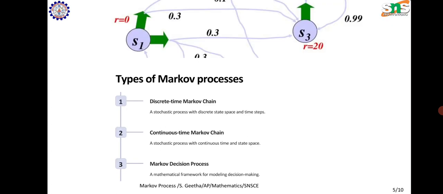Types of Markov process. Discrete time Markov chain: a stochastic process with discrete state space and time steps. Continuous time Markov chain: a stochastic process with continuous time and state space. Markov decision process: a mathematical framework for modeling decision making.